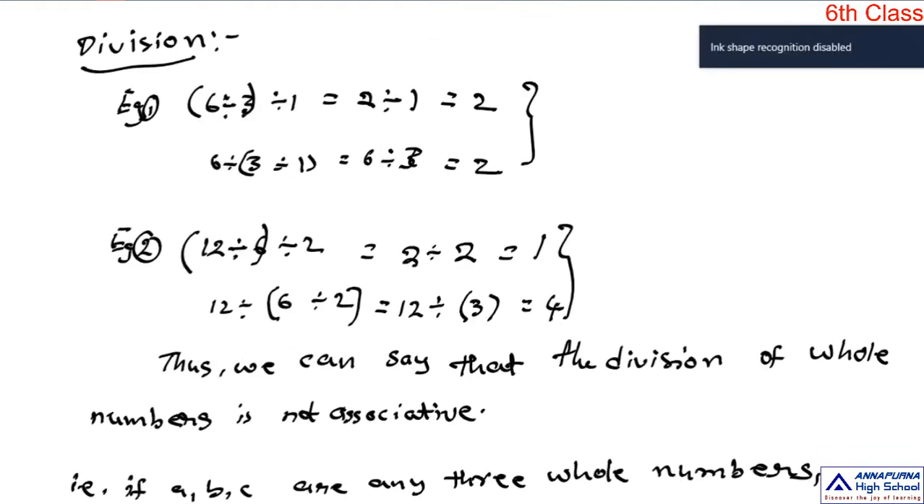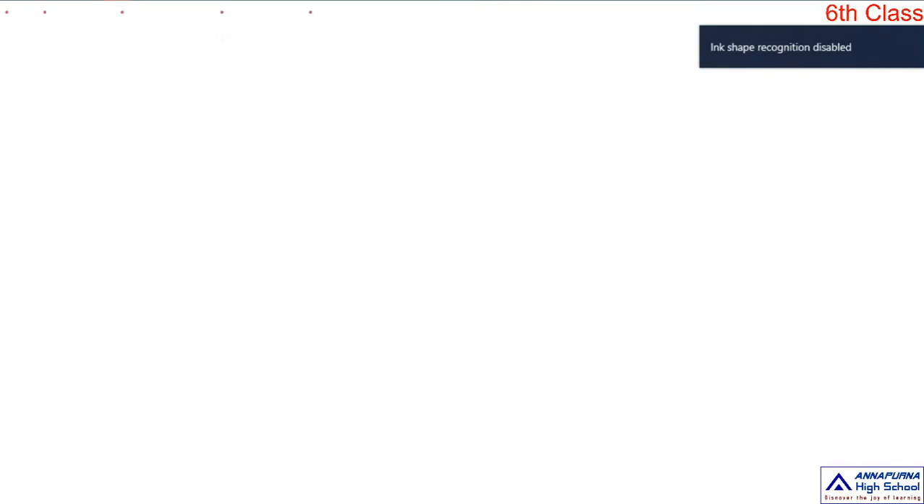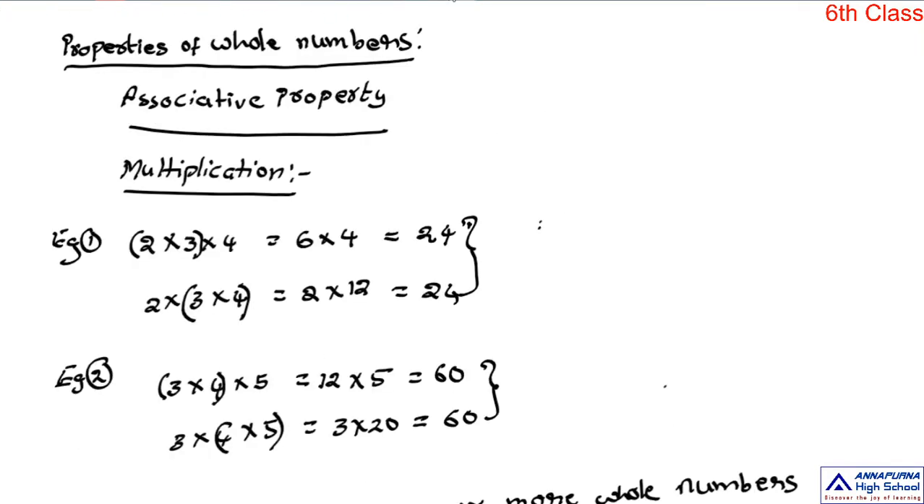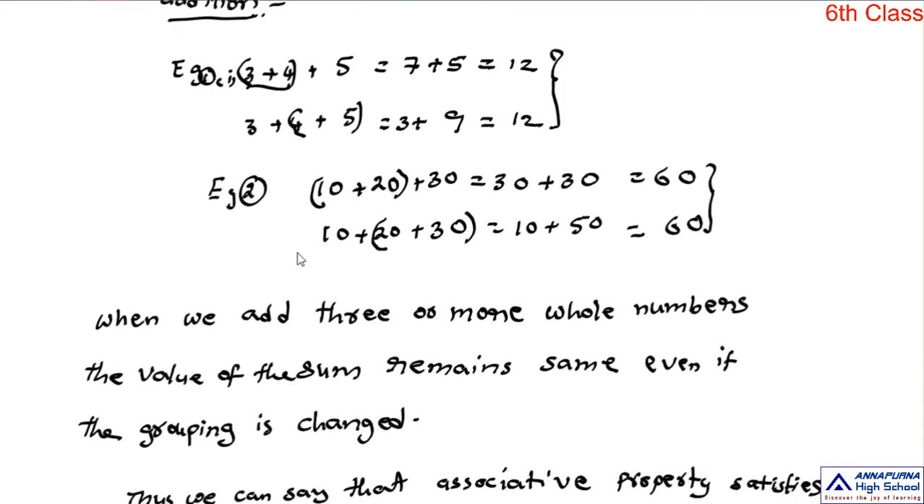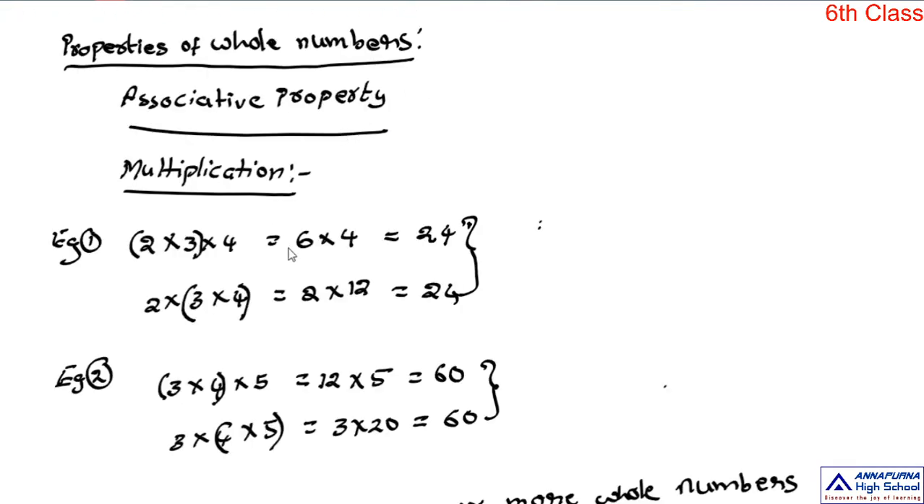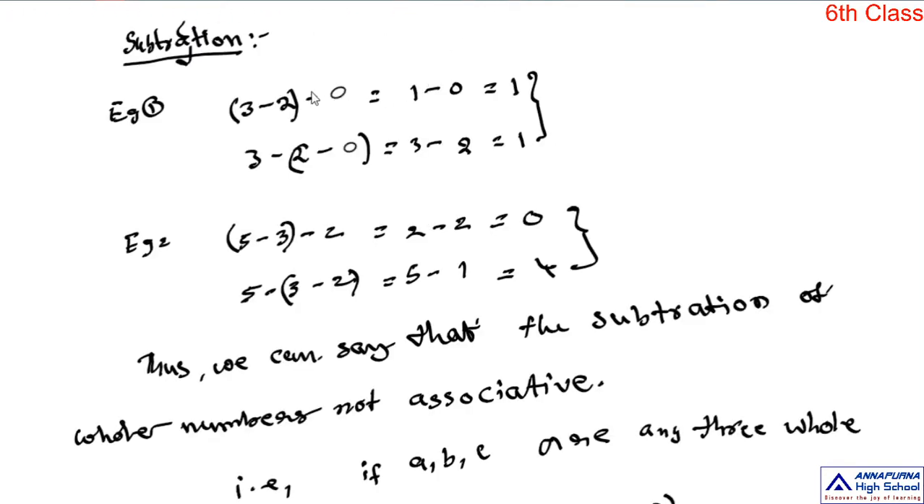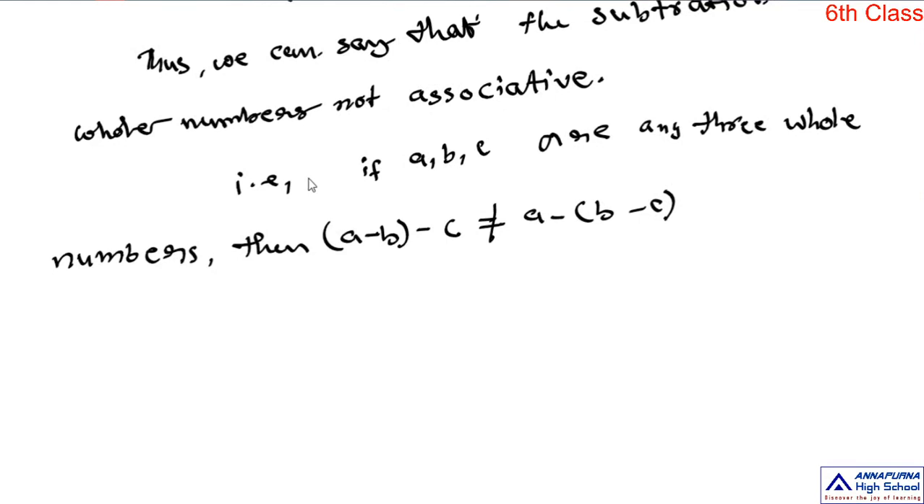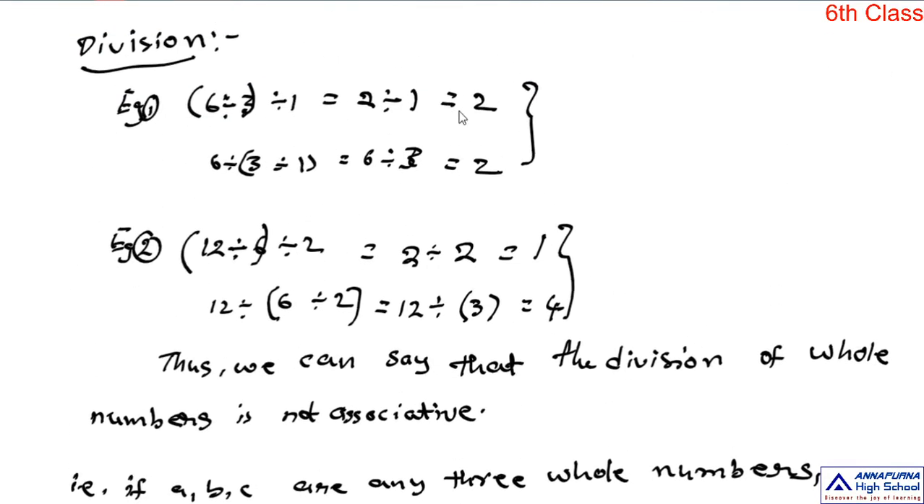Let us recall this associative property. The associative property is satisfied under addition and multiplication. The associative property is not satisfied under subtraction and division.